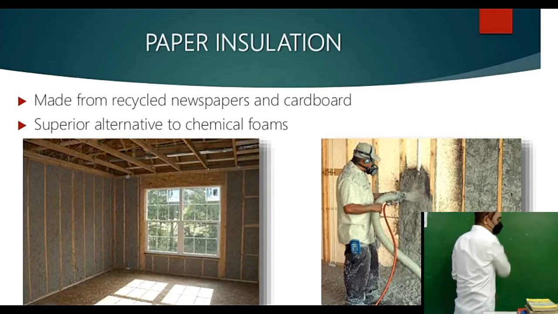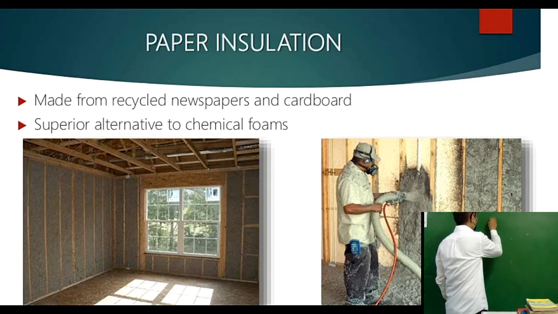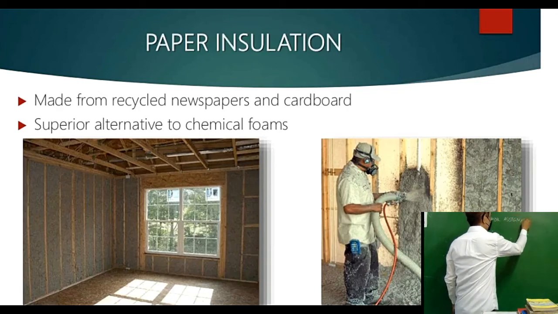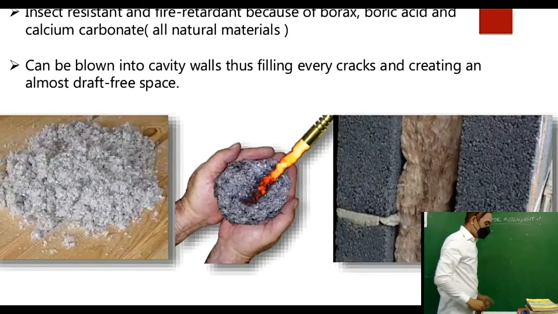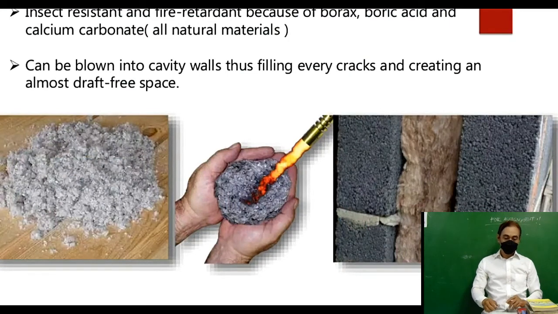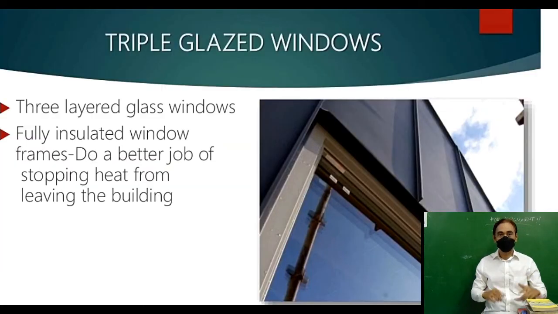Paper insulation, made from recycled newspapers and cardboard, is a superior alternative to chemical foams. It is insect-resistant and fire retardant because of borax, boric acid, and calcium carbonate, all natural materials. It can be blown into cavity walls, thus filling every crack and creating an almost draft-free space.